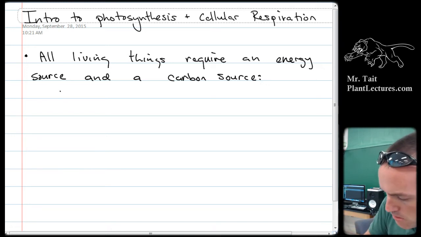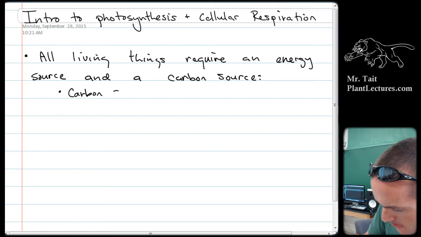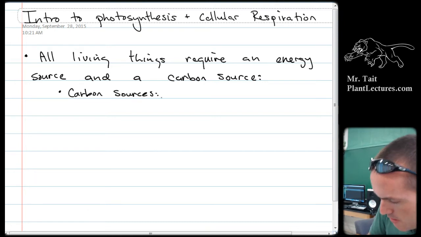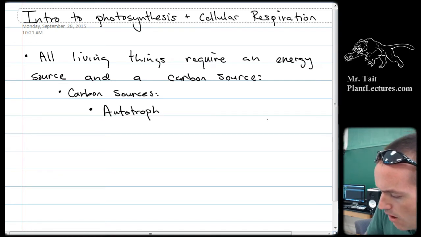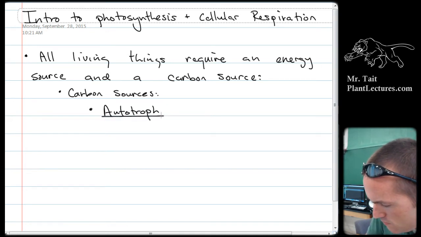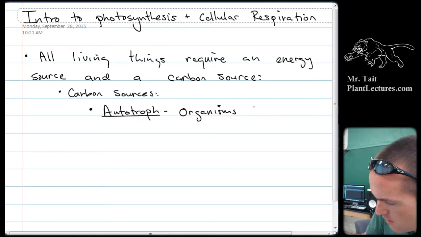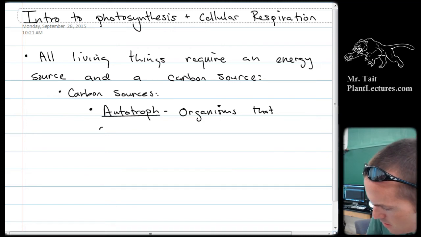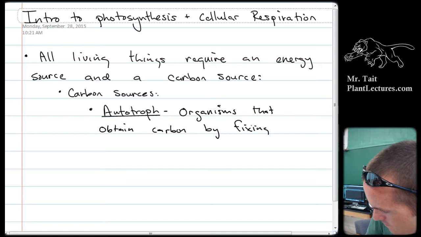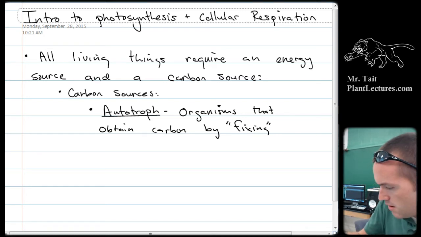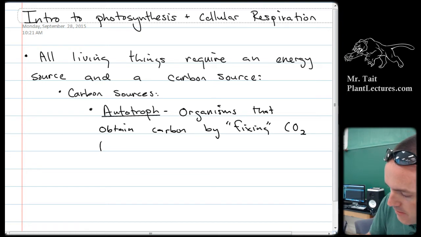So for instance, we talk about carbon source first. There are two possible places that something would get carbon. Okay, if we say that something is an autotroph, autotrophs are going to fix CO2 from the atmosphere. These are organisms that obtain carbon by fixing, that basically just means capturing, CO2 from the atmosphere.